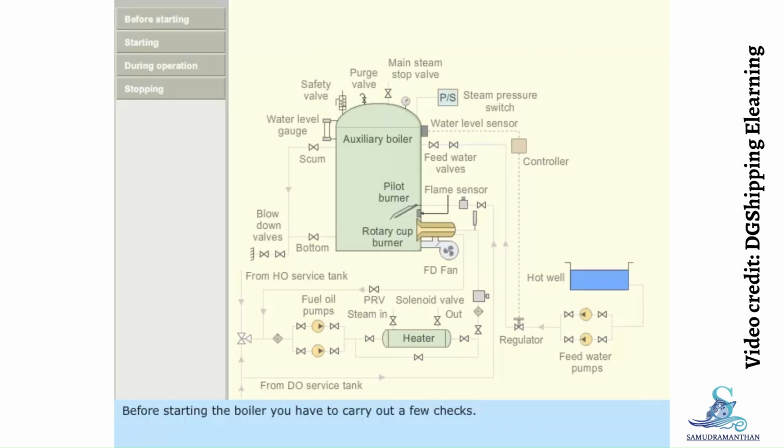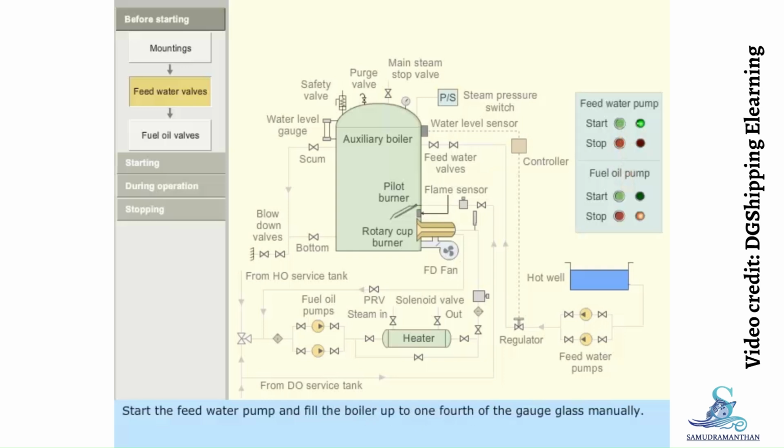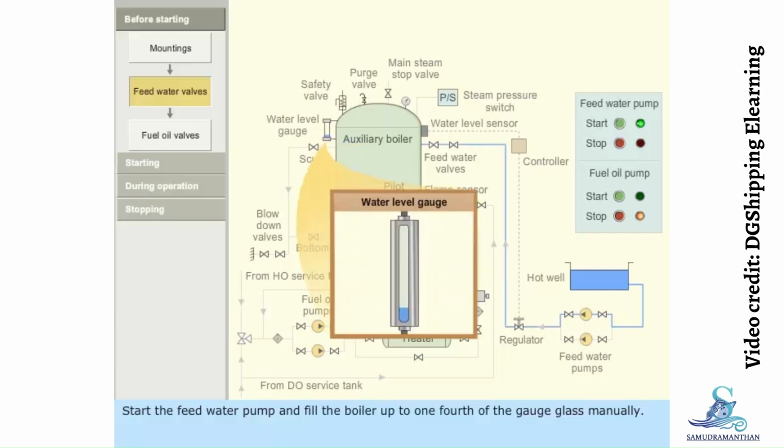Before starting the boiler, you have to carry out a few checks. Check whether all mountings are fitted in place. Check whether all inspection doors are fitted back. Shut the main steam stop valve. Open the air purge valve. Open the feed water pump suction valve, delivery valve, and boiler feed water valves. Start the feed water pump and fill the boiler up to 1/4 of the gauge glass manually. Stop the pump.